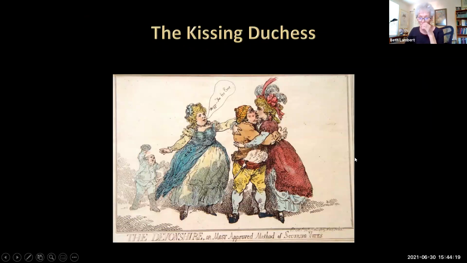And here we have a contemporary cartoon of the Kissing Duchess. And this is the Duchess of Devonshire. And this is somebody from the greasy mob.